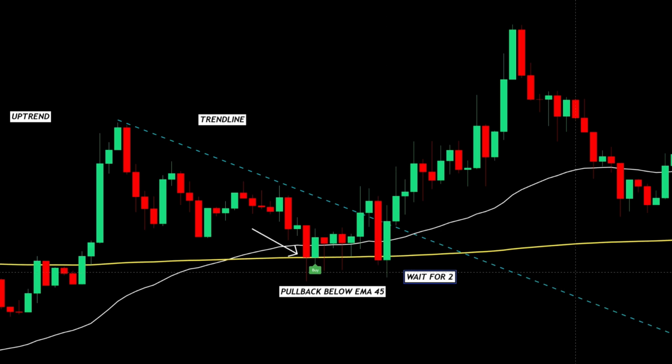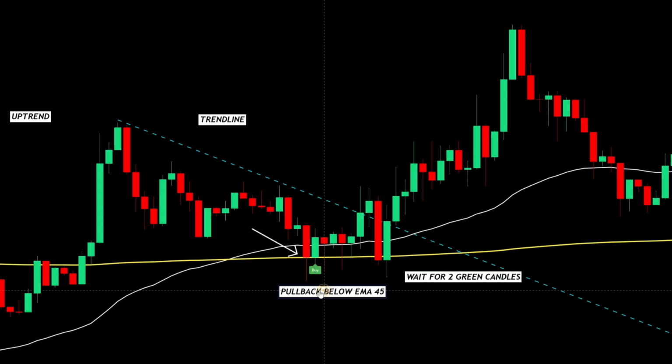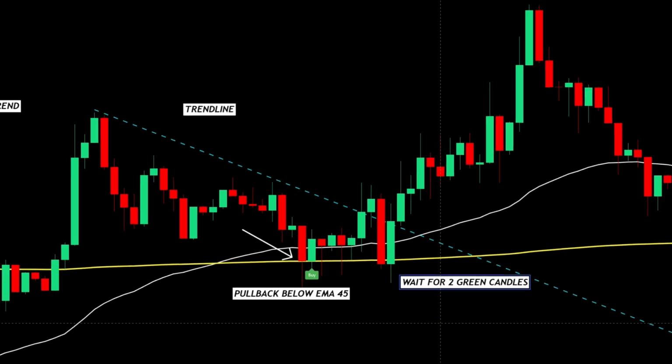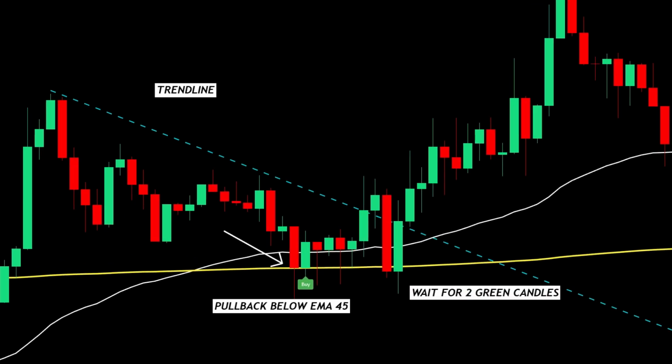We're waiting for definitive proof that the buyers have won the battle. We wait for the price to break above that trend line. But a simple break is not enough. We need the two-candle rule. We need two green candles to close completely above the trend line. One candle can be a fakeout. Two candles show true commitment.